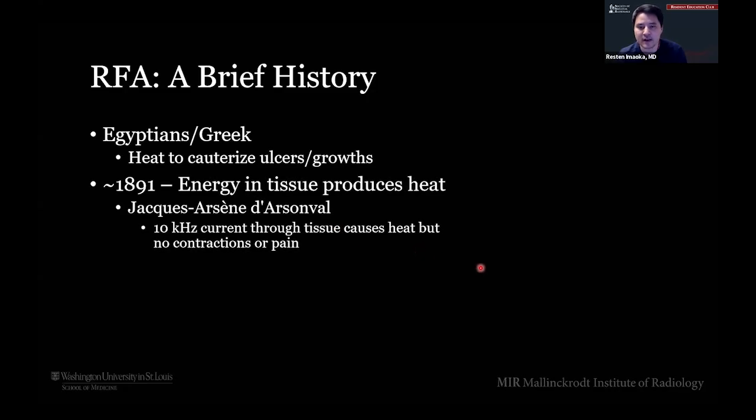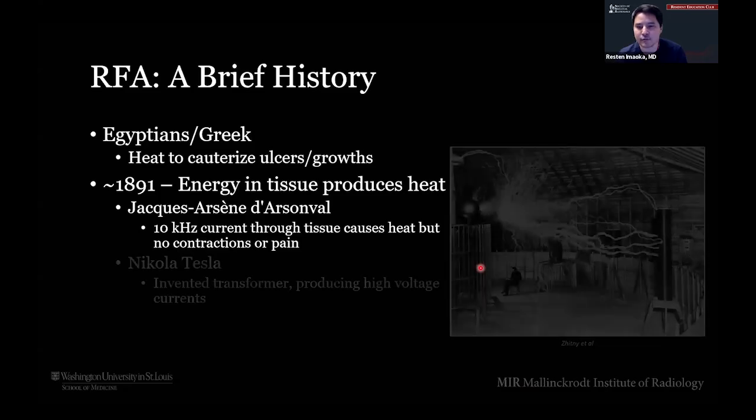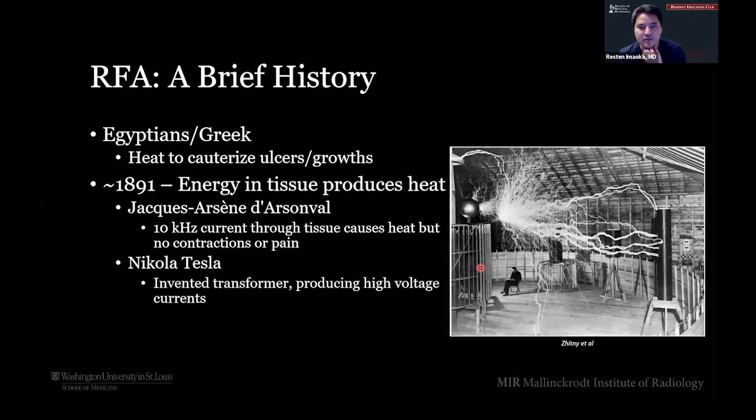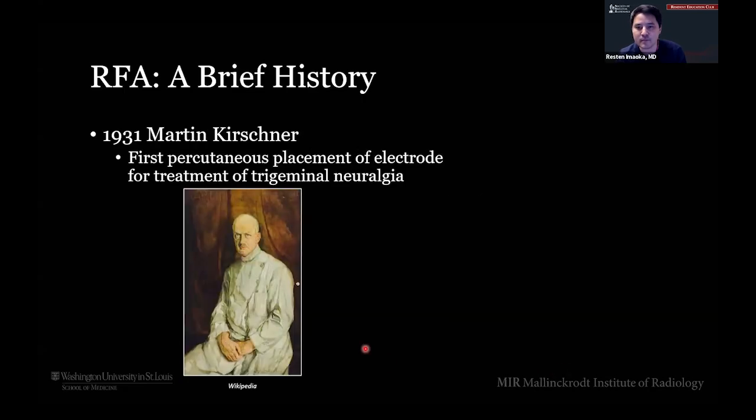In the late 1890s here, we start to see some more descriptions out in France, where Jacques and Tesla are talking about using kilohertz current that's injected into the tissue, which can cause heat, but then does not cause those muscles to contract or cause any pain. This picture is from Tesla's workshop. He created the transformer, which produced high voltage currents and really led to a lot of the developments in RFA.